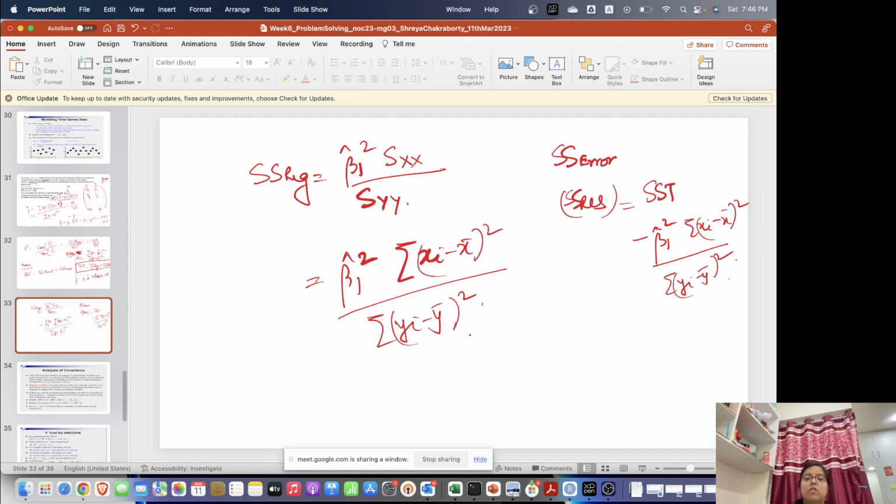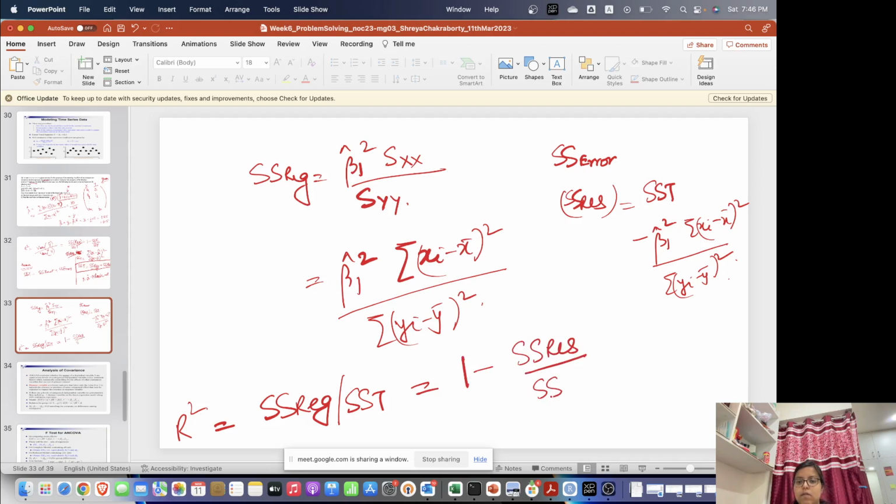Okay, so here we have R square. R square is sum of squares due to regression divided by sum of squares total. This can also be equivalently written as 1 minus sum of squares due to residuals by sum of squares total. Ultimately it will boil down to this formula.